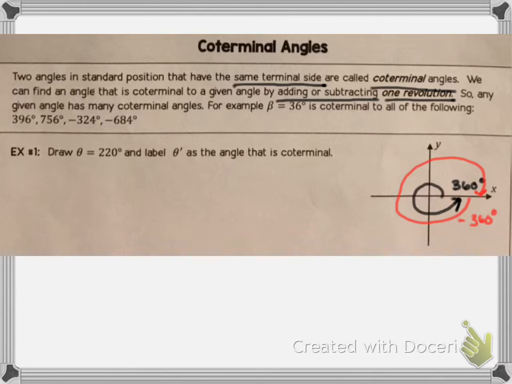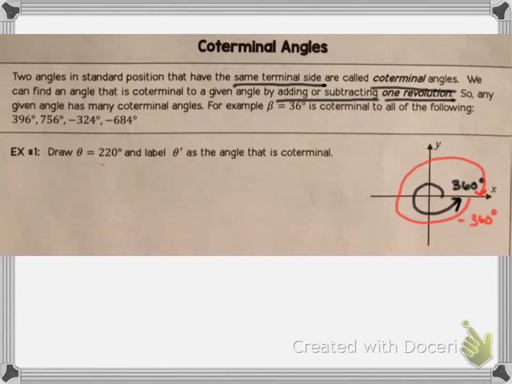So any given angle has many coterminal angles. For example, beta equal to 36 degrees is coterminal to all of the following angles: 396 degrees, 756 degrees, negative 324 degrees, negative 684 degrees.